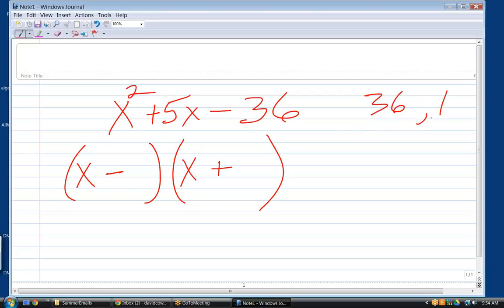Start factoring that. Factor it down. Factor it down the way I taught you. Can you cut this one in half and double this? That'd be 18 and 2. Do it again.